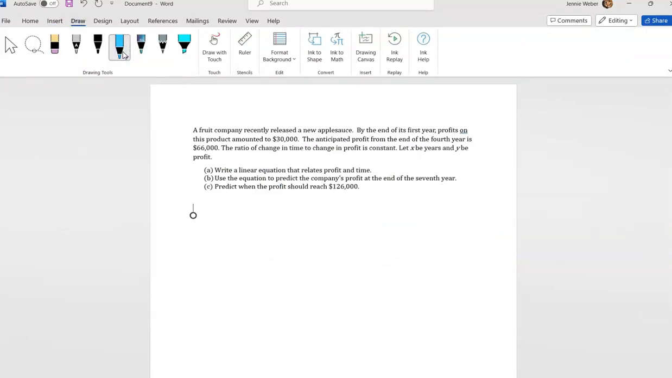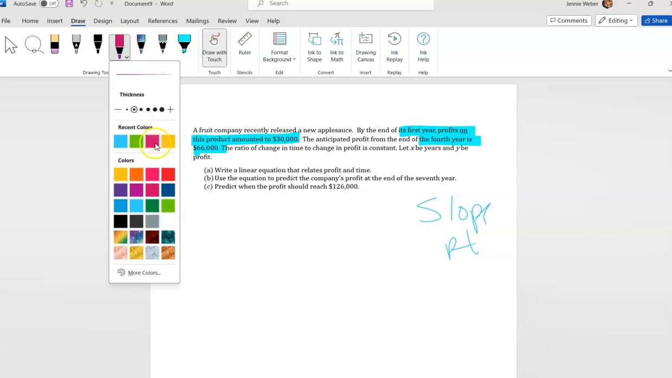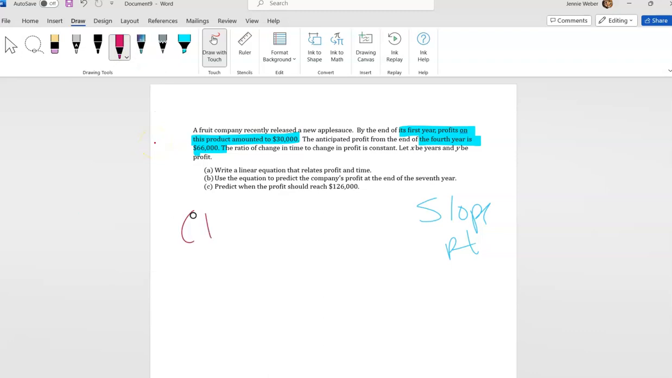I need two things, right? I need slope and I need a point, okay? I've given 2 points though. You just might not realize it. So first year is 30,000 and the end of the fourth year was 66,000. These are our 2 points. So point 1 is the end of the first year, 30,000.